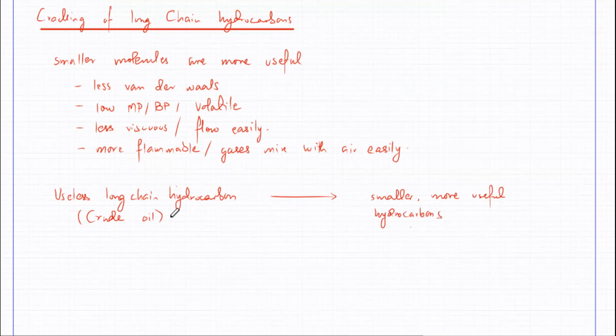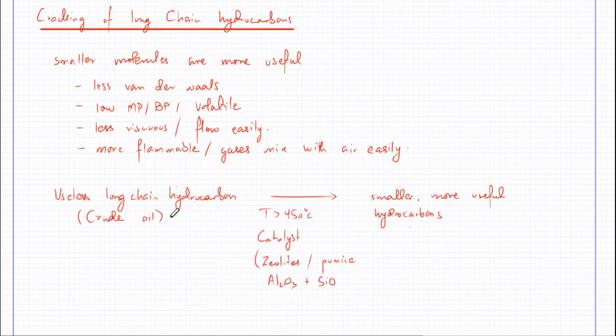For this, you would need a temperature greater than 450 degrees centigrade and a catalyst. The catalysts that are used are zeolites or pumice. Now these catalysts are a mixture of Al2O3 and SiO2. So you need catalysts for this.